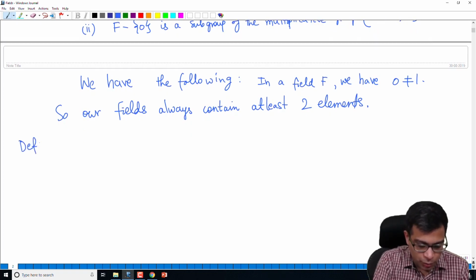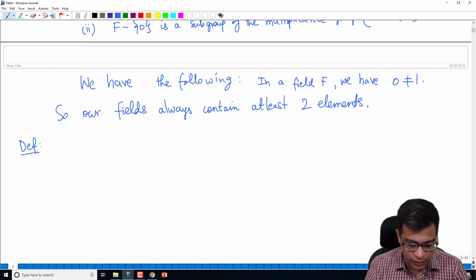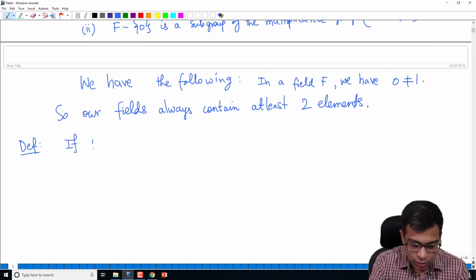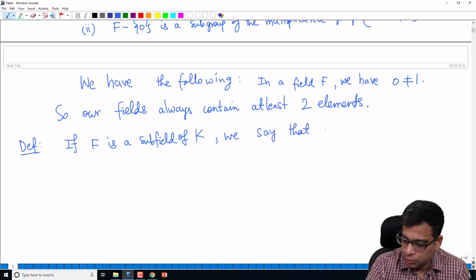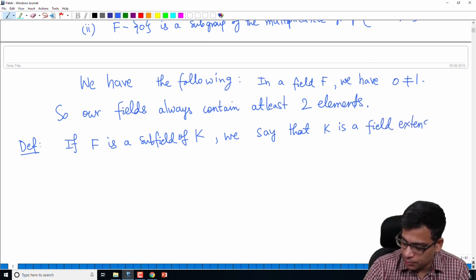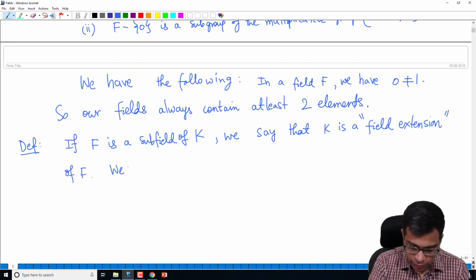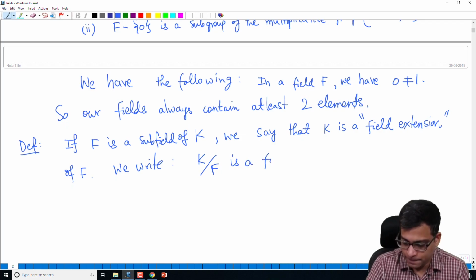Okay, so now the most important terminology that we will use in the rest of the course when we study fields is, if F is a subfield of K, we say that K is a field extension of F, and we write this as K over F is a field extension.